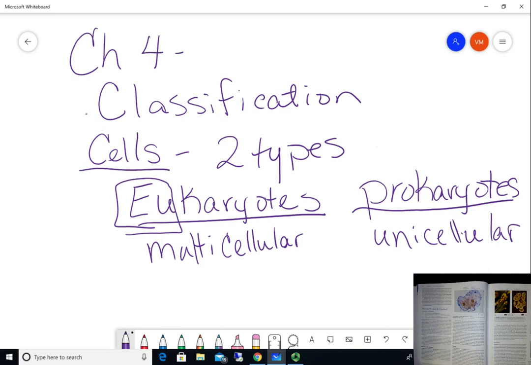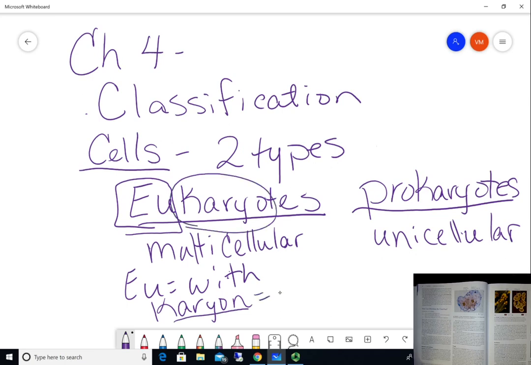I can't seem to spell today. These typically have a nucleus. That's literally what EU means. EU means with, and then karyon, which is the basis of what this is, means nucleus. These are Latin terms.